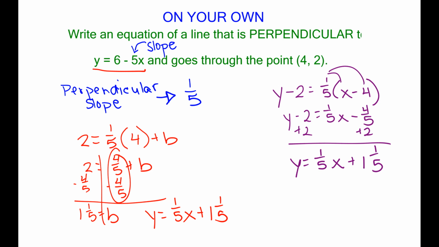This one is a little bit trickier because when I multiply 1/5 times 4, I get a fraction, 4/5, which makes it a little bit messier. I suppose you could have also changed that to a decimal, because 4/5 is a pretty nice decimal of 0.8. I left it as a fraction and I got 1 and 1/5. Or if you had it as 6/5, that would be okay as well. Either way, I'm going to end up with the equation y equals 1/5 x plus 1 and 1/5.